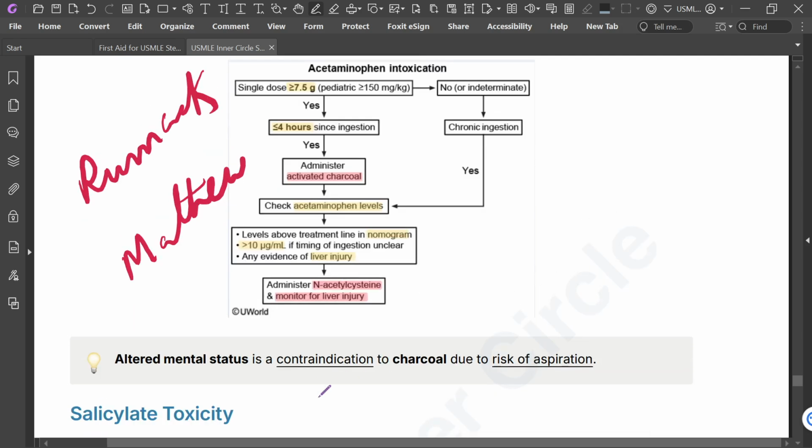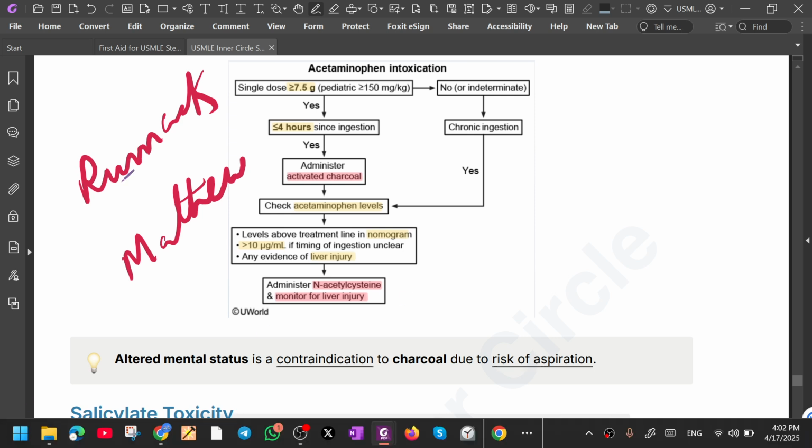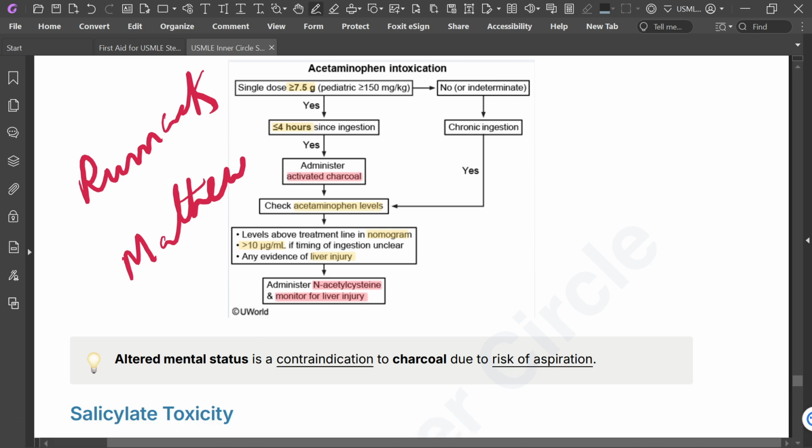Altered mental status is a contraindication to charcoal due to risk of aspiration. If the patient has altered mental status, do not go for activated charcoal. So that is all about acetaminophen intoxication. This is a very high yield topic. Hope you enjoy.